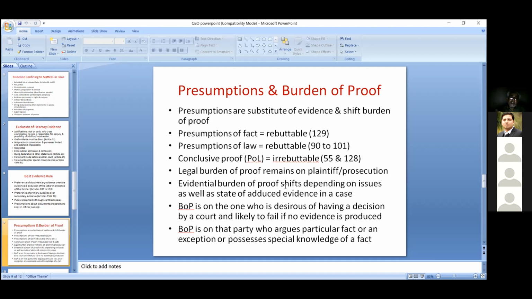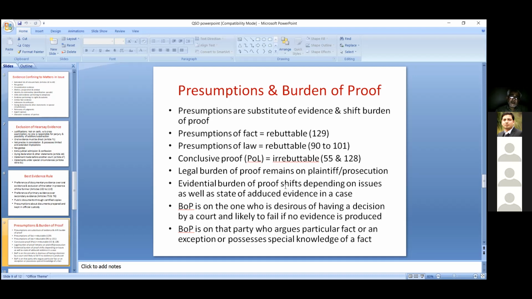If we refresh the provisions dealing with these two kinds of presumptions, when it is mentioned in the Qanun-e-Shahadat Order that the court may presume, that is presumption of fact generally, and when it is mentioned the court shall presume, that is presumption of law. But in both of these situations, the presumptions are rebuttable in the sense that the opposite party has an opportunity to produce evidence against those presumptions to avoid any evil consequences.